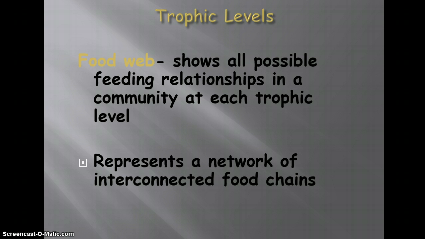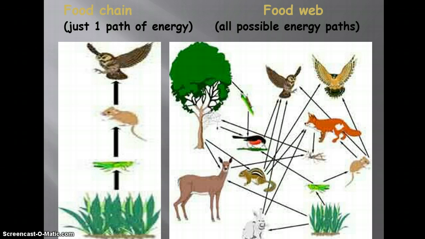Okay, food web. Food webs show all possible feeding relationships in a community at every trophic level. It's a network of interconnected food chains. And this next slide is going to show you the difference. A food chain is just one of the paths. The food web are all possible pathways. And as you can see, the arrows go towards where the energy is going, not what is eating what. It's energy flow. It's all about the energy in the ecosystem.